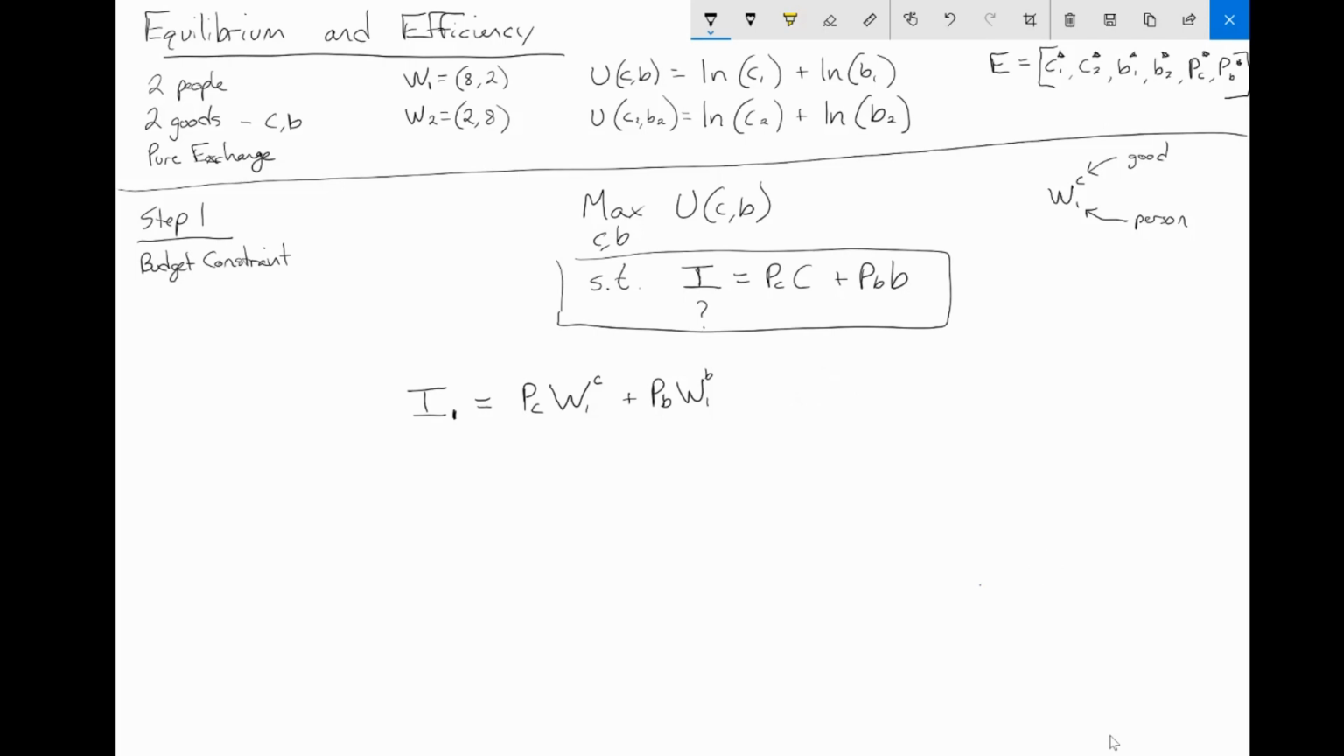So basically, we consider their income to be the total value of their initial endowment. The total value of their initial endowment is the quantity of the initial endowment times the price of that initial endowment. All right, person two's income is going to be the same thing, except with person two's initial endowment.